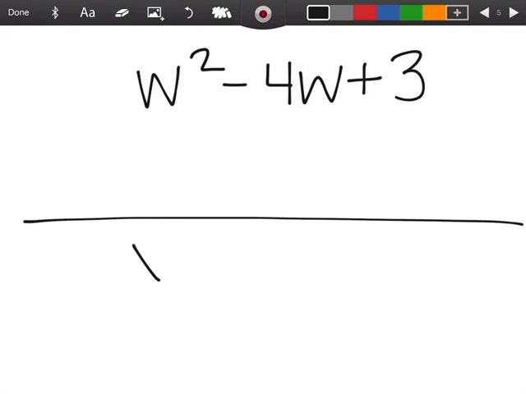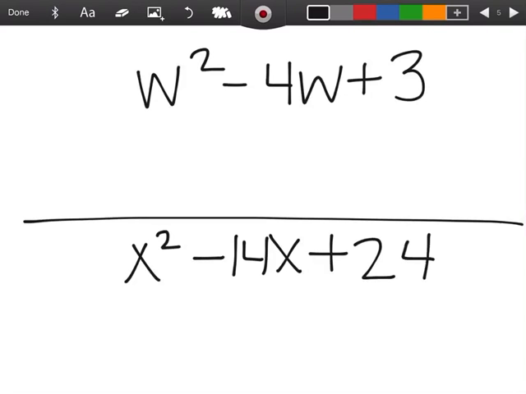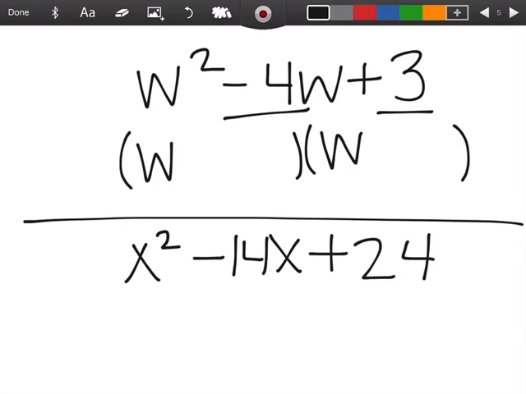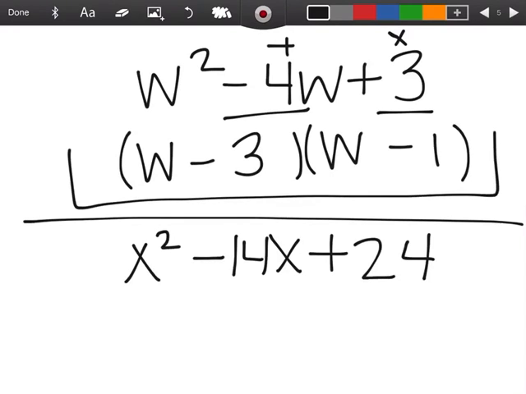And then I'm going to give you x squared minus 14x plus 24. So feel free to pause the video and see if you could factor these. So I set up w and w, two numbers that multiply to be positive 3 and add up to be negative 4 are negative 3 and negative 1, or they could be in the other order.